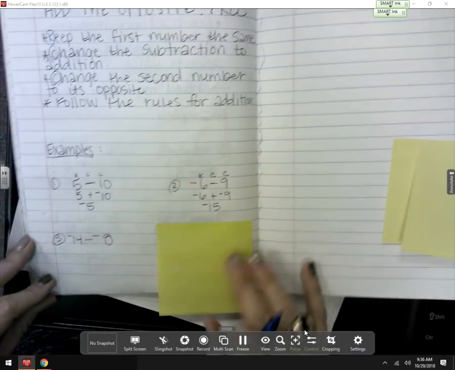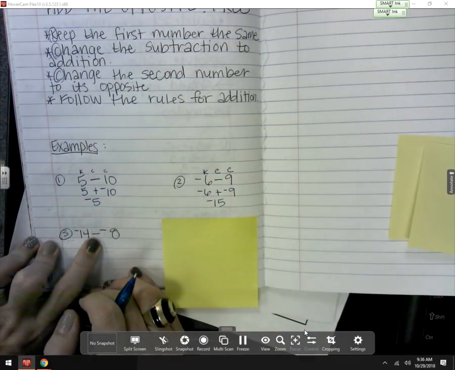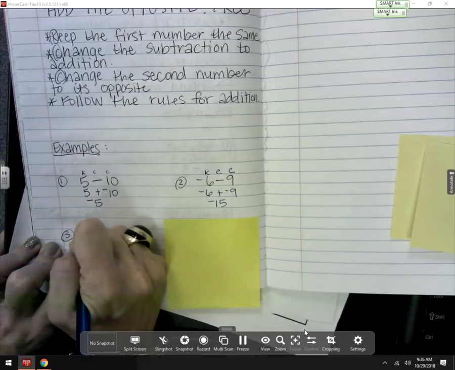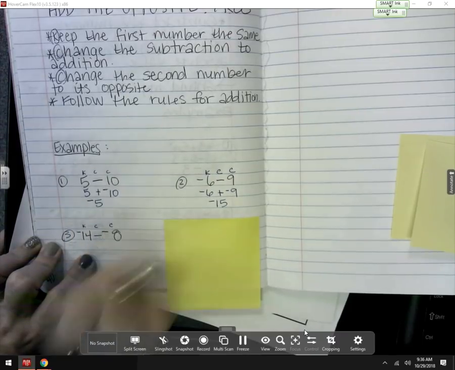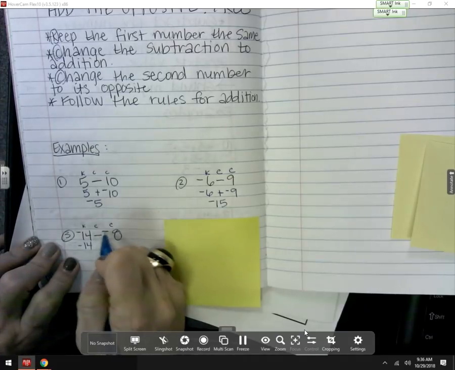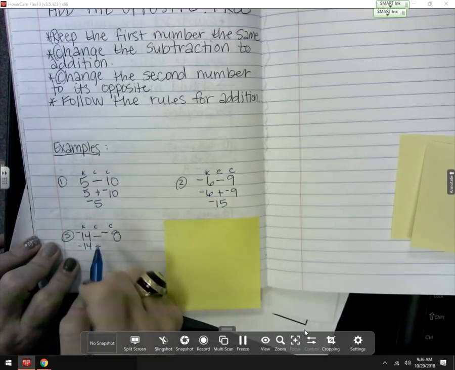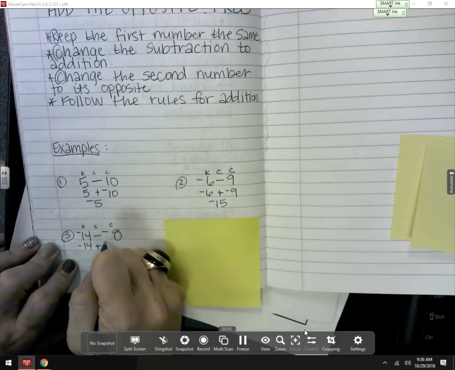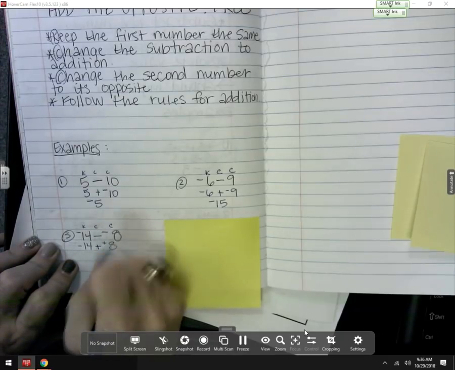All right. Third example, negative 14 minus negative 8. Keep, change, change. This negative 14 is going to stay the same. This subtraction is going to turn into addition. And this negative 8, we're going to change to its opposite, which is positive 8.